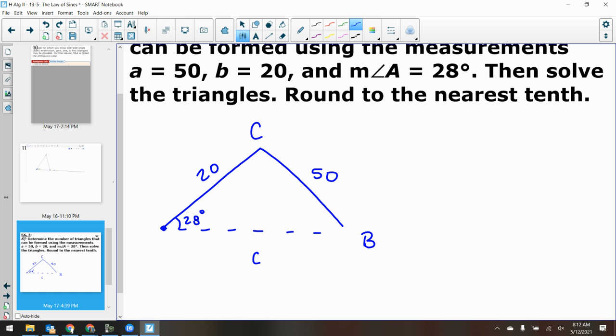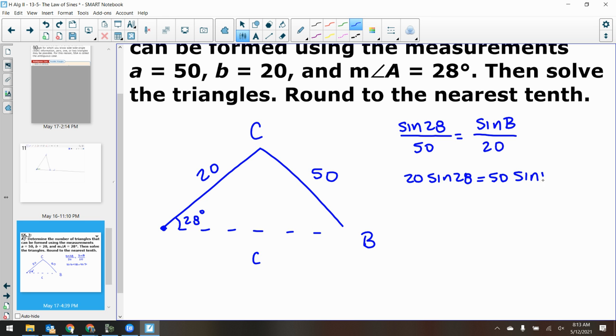So I need to write sine 28 over 50 is equal to sine B over 20. Now we cross multiply and divide. 20 sine 28 is equal to 50 sine B. I divide by 50. 20 sine 28 over 50 is equal to sine B.